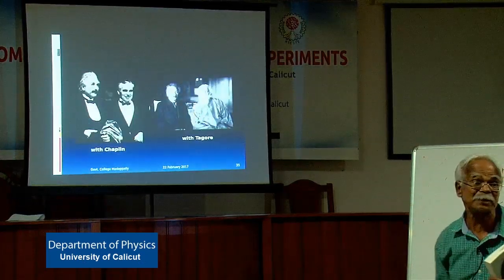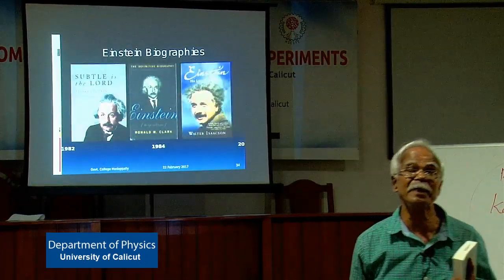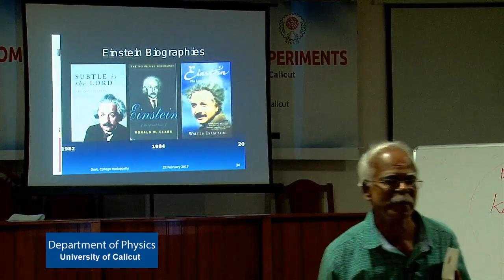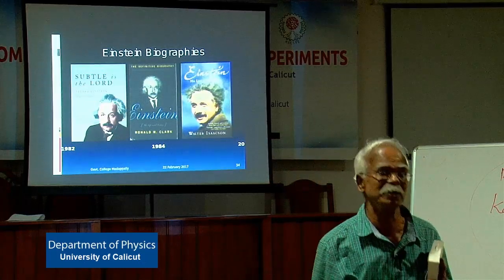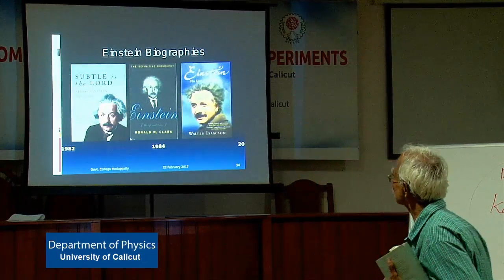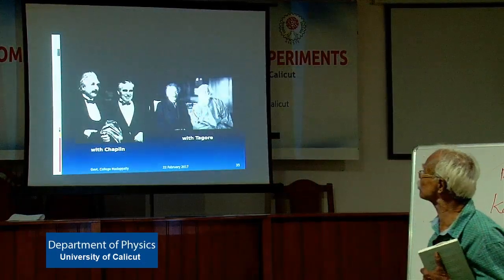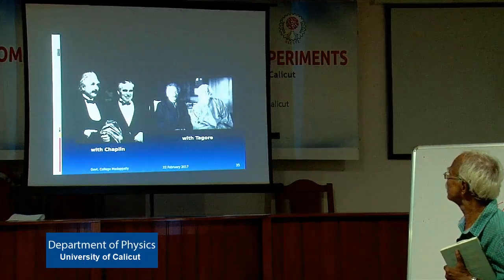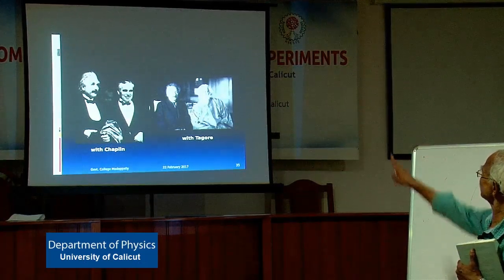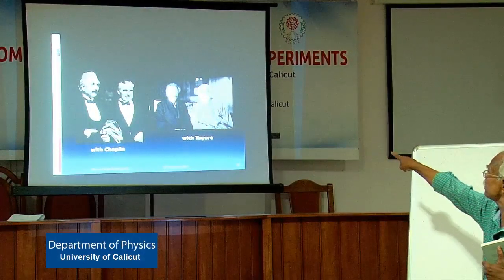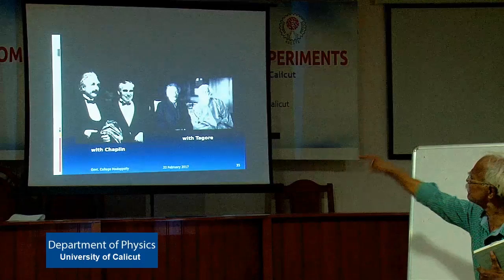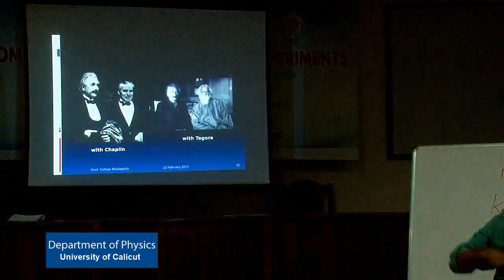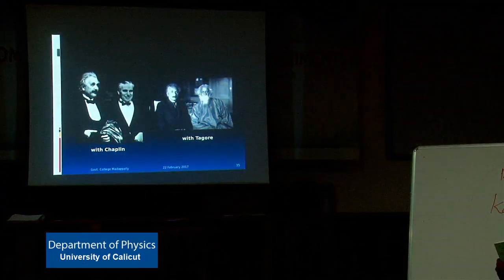Abraham Pais was a colleague of Albert Einstein at the Institute for Advanced Study in Princeton. He was always moving with Einstein for years together, so he is the most authentic person about Einstein. Here is Rabindranath Tagore with Einstein. Then that is Einstein with Charlie Chaplin.